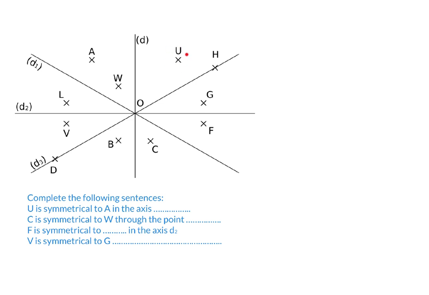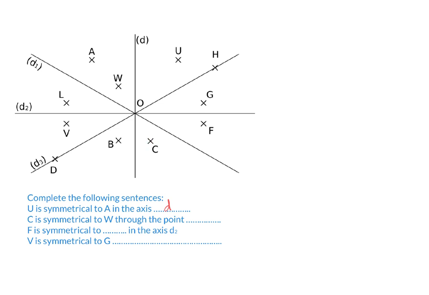U is up here, A is here, and as you can see, A clearly reflects through axis number D. So we can put D in there, and that's the first one complete. Second one, it says C is symmetrical to W through a point. Okay, so where is C?